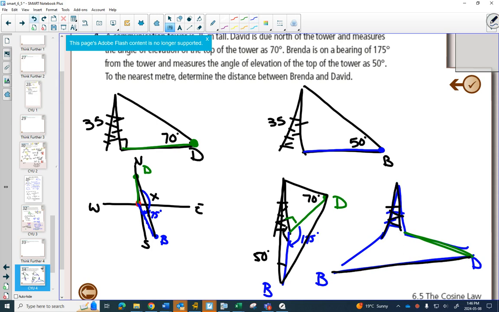Tower is always in black. And we've got angle of elevation up to this one at 50 degrees. Angle of elevation on this one at 70 degrees. These are 90-degree angles, even though they don't look like it, but we're dealing in 3 dimensions. Trying to turn this picture so that we can see it as best as possible. Yes?